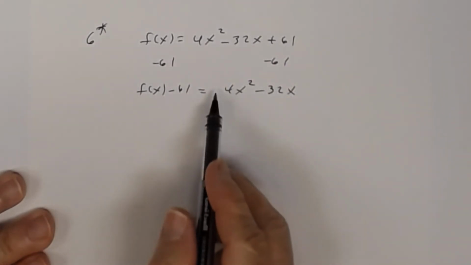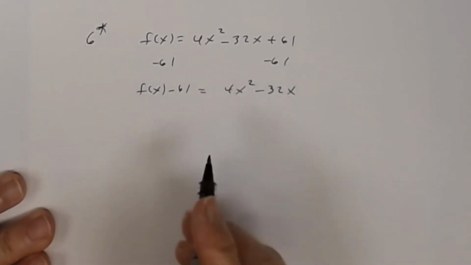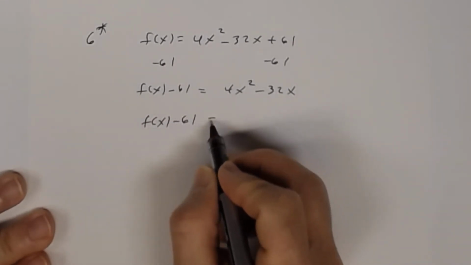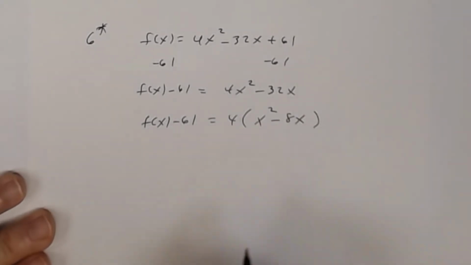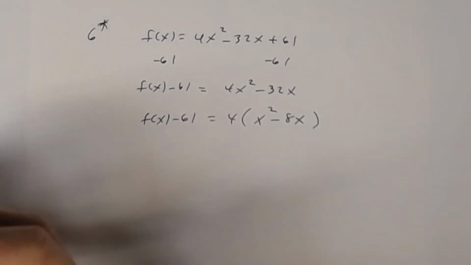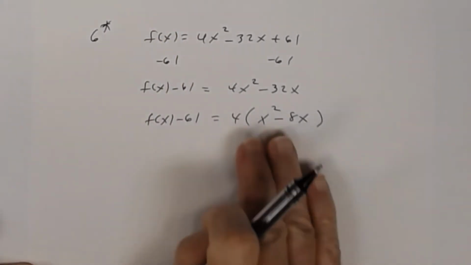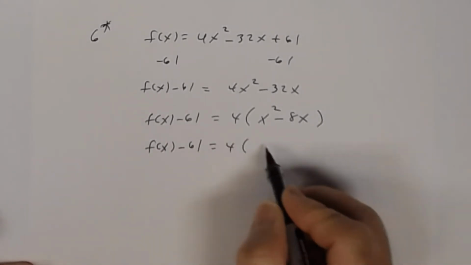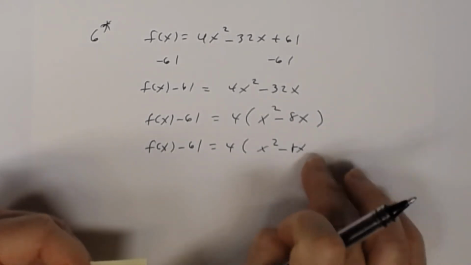So I'm going to factor out a 4 now. So let's go ahead and factor out a 4. So that's the second approach, is to factor out a 4. So I get f of x minus 61 equal 4 times x squared minus 8x, right? Okay, so now we're going to complete the square on the x's now. So let me go ahead and rewrite this over. So f of x minus 61 equal 4 times x squared minus 8x. So I'm going to put the parentheses when I add something here.